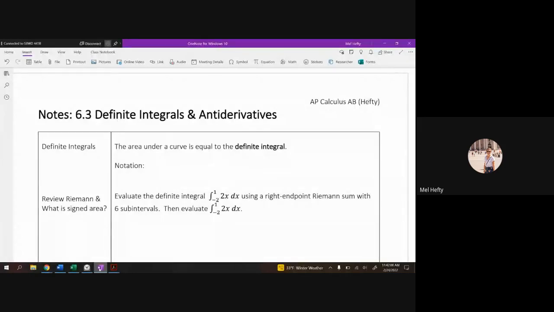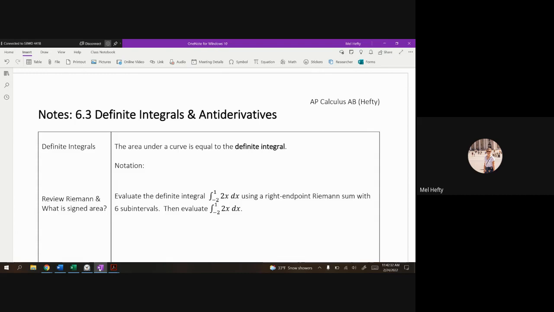The first thing we're going to talk about is what a definite integral is. For the purposes of this class, integral and antiderivative are going to be the same word. They're slightly different in context, but we're going to use them pretty much interchangeably. Really what this does is it gives us a way to find the actual area under a curve.